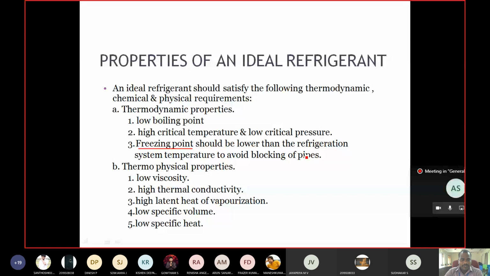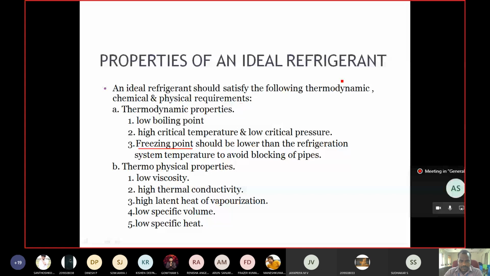Right. So we have to choose the refrigerant accordingly. Based on the thermodynamic properties, the refrigerant should have a low boiling point, a high critical temperature and low critical pressure. Then the freezing point should be matched. Then the thermophysical properties of refrigerants: low viscosity, high thermal conductivity, high latent heat of vaporization, low specific volume, and low specific heat.